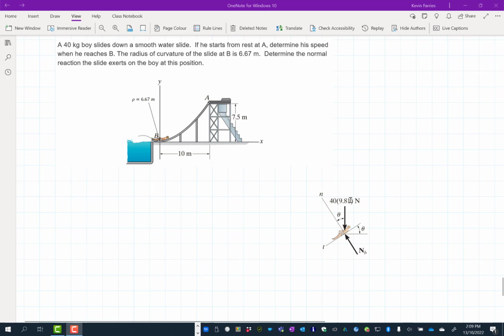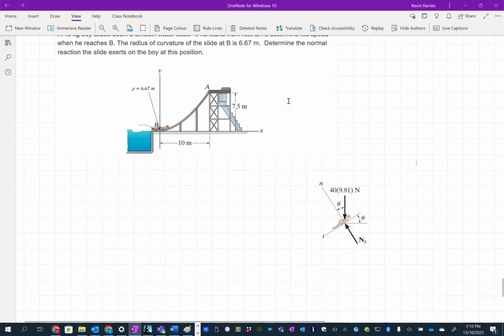So the only thing doing work is the vertical force. And so the work done is going to be that force times the distance traveled in that direction. And so the total work done will be the gravity times the total vertical distance. So that's going to be the work that's done. And that's going to be turned into kinetic energy at the bottom.